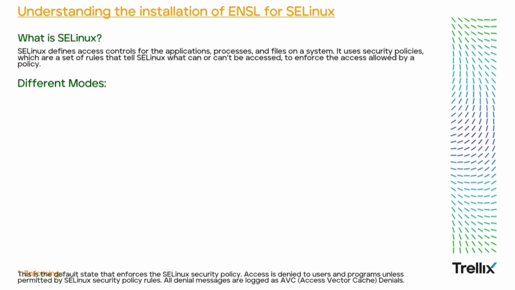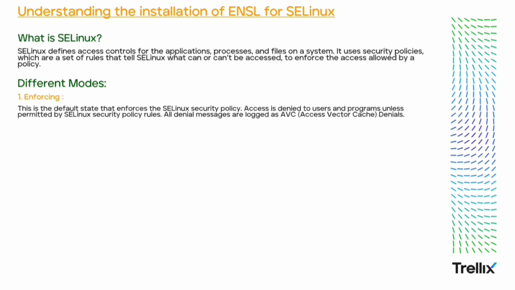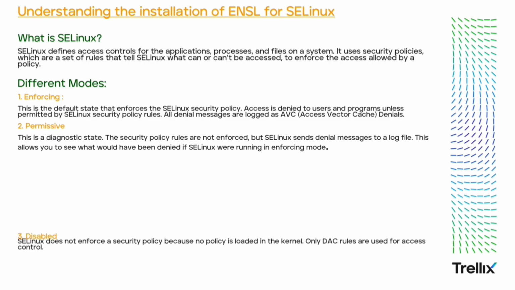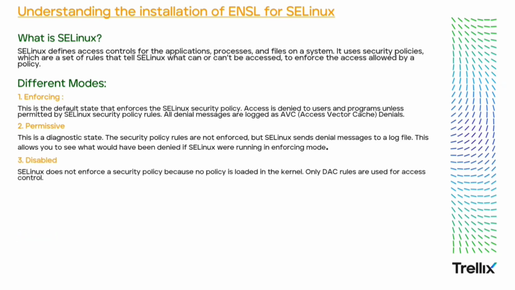The first is enforcing mode. It enforces the policy rules and allows access based on those policy rules. The next is permissive mode. It only logs those actions that would have been denied if running in enforcing mode. In layman terms, it's basically a diagnostic state where SELinux policies are not enforced on the system. Third is disabled mode. No policy is loaded in the kernel.